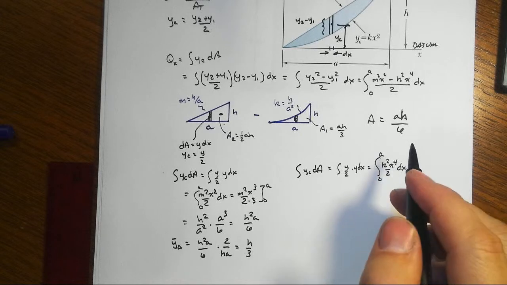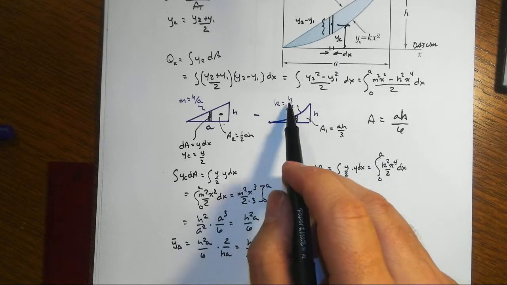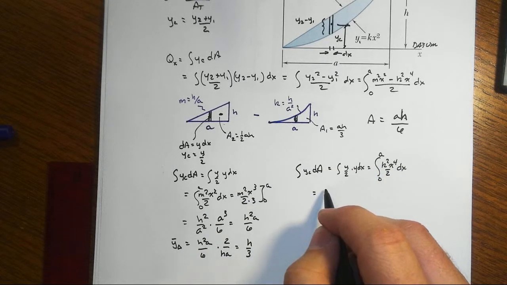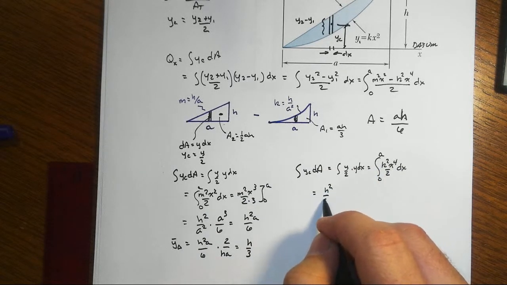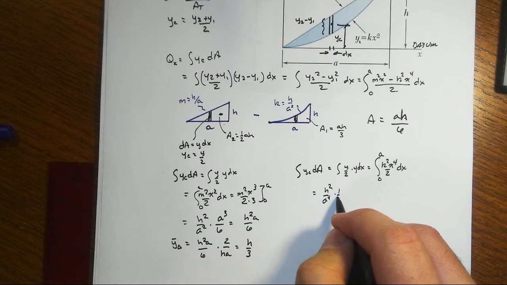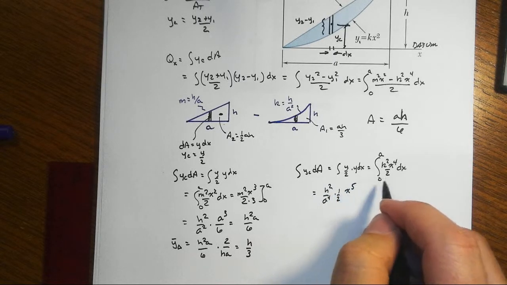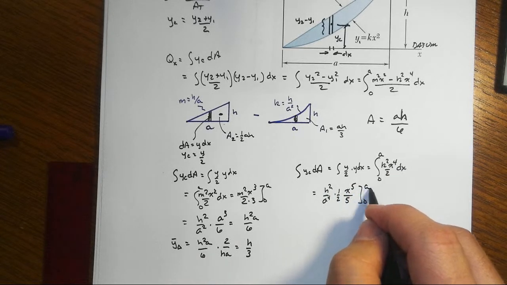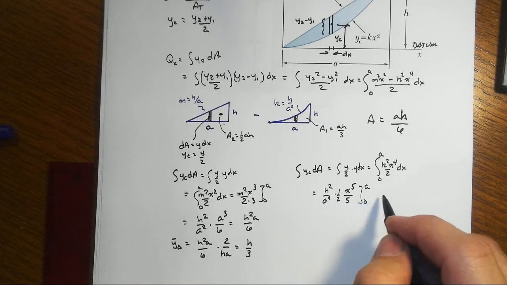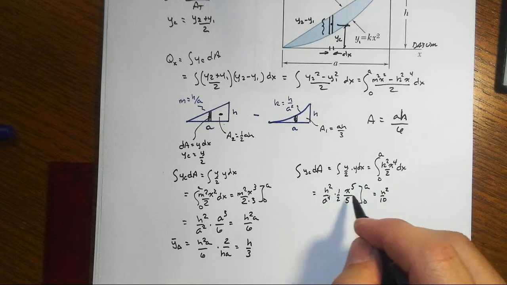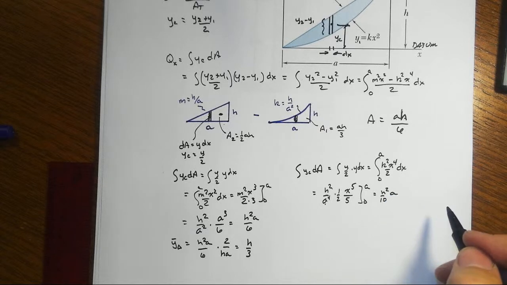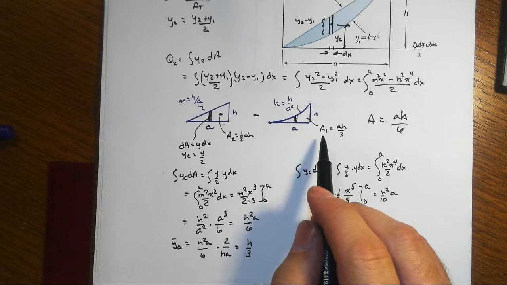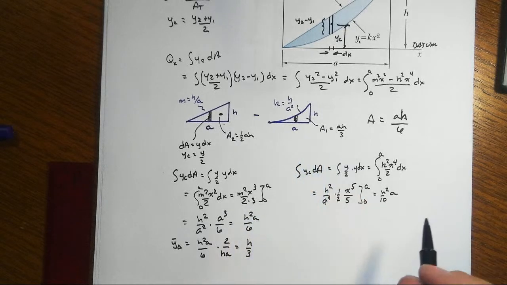Alright, so k we found was h over a squared. Now we've got a k squared, so that means we've got h squared over a to the 4th. There's a 1/2. X to the 4th gets integrated to x to the 5th divided by 5. Evaluate from 0 to a. And we're going to get an h squared over 10, a to the 5th over a to the 4th, so that's just a. Interesting. Now I'm not going to work out the area. Oh yeah, I already did work that out. I told you what the answer was for the area here.